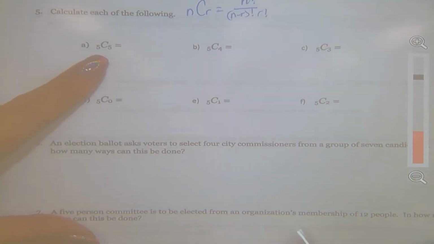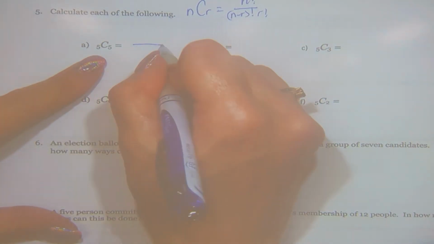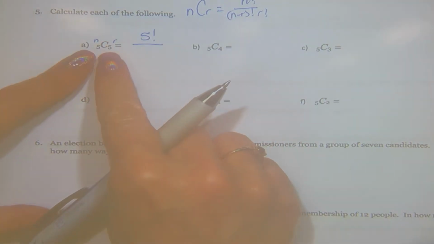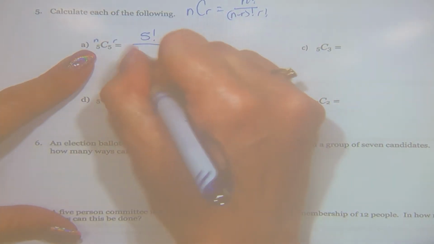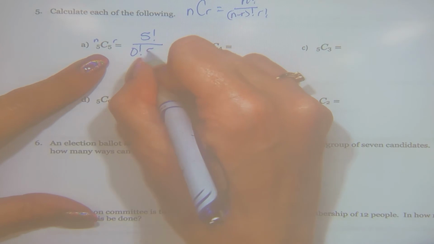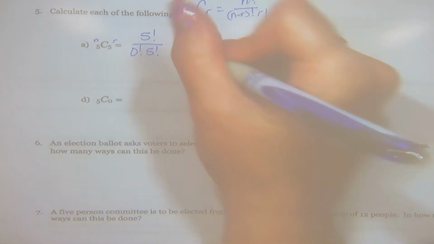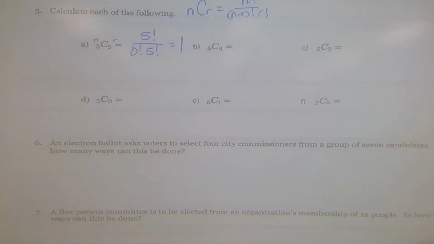So let's do this. 5 choose 5. Well, n and r have 5 factorial. 5 minus 5 would be 0 factorial, and then 5 factorial. What did we say 0 factorial is? Remember that from that practice page we did? 0 factorial is 1. Well, if 0 factorial is 1, and then we have 5 factorial over 5 factorial, that simplifies to 1.